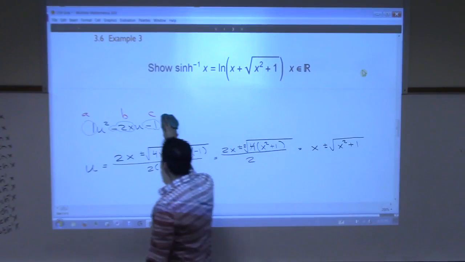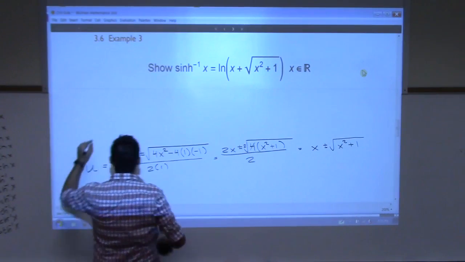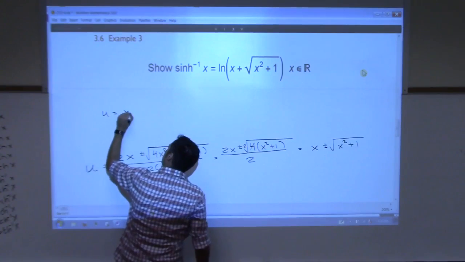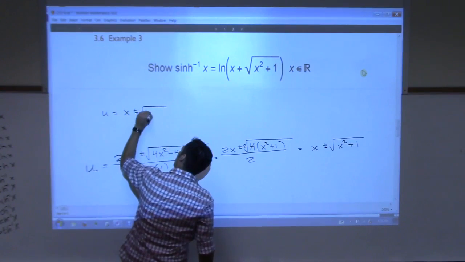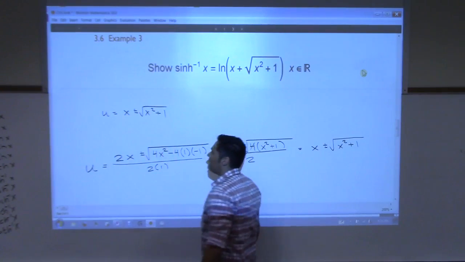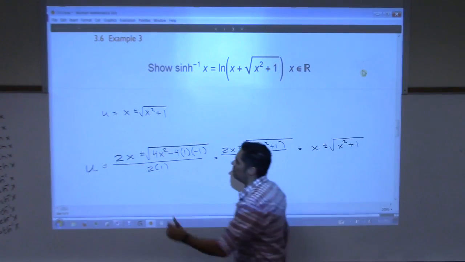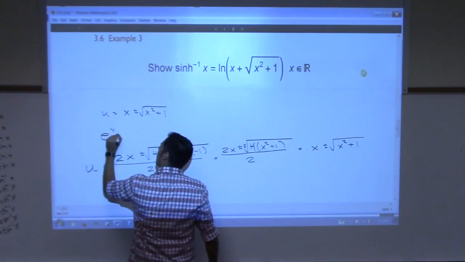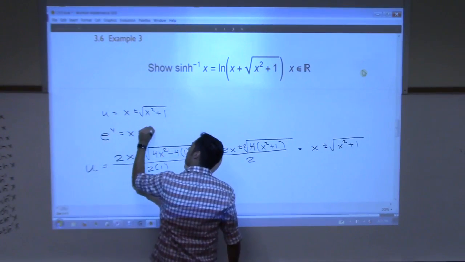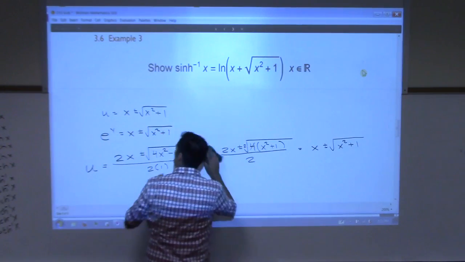down. u is equal to this, but we were trying to solve for what? y. So x plus or minus square root of x squared plus 1. Now let's switch back. u was e to the y. So e to the y is x plus or minus square root of x squared plus 1.